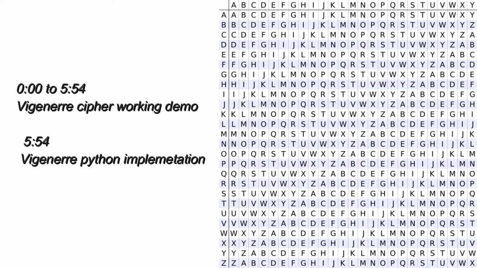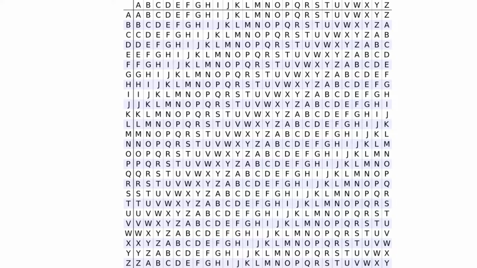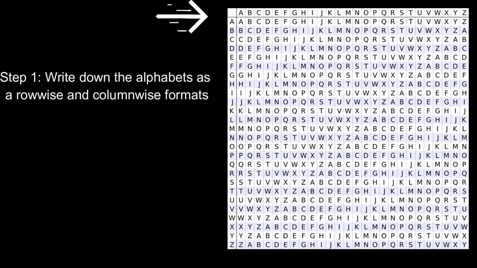Before starting this algorithm, you need to know about the Vigenere cipher table. What is meant by the Vigenere cipher table? I will explain. Using this table, we are going to encrypt and decrypt our plain text and ciphertext messages. Let me show you how to create this table. The first step is to write down the alphabet letters in row-wise and column-wise format.